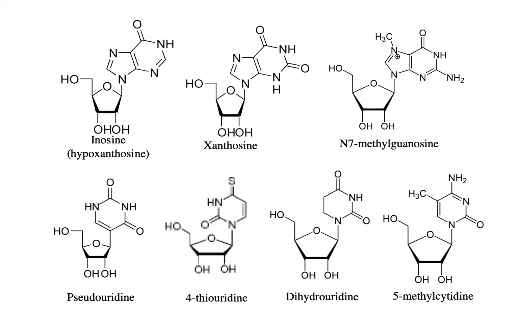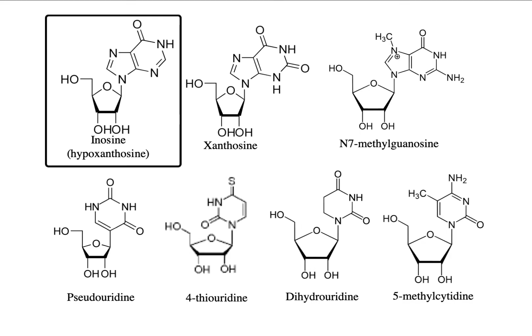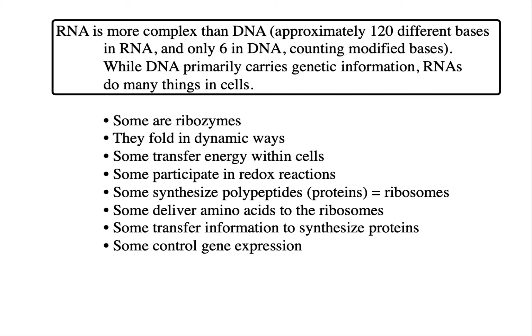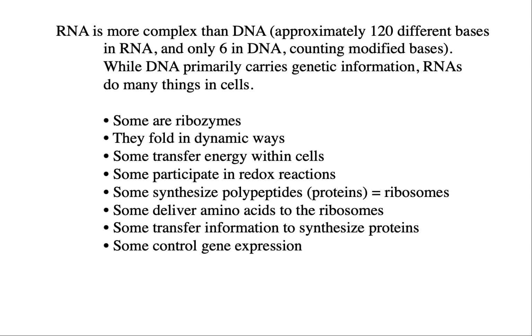And here are some other bases. Inosine is interesting because it will pair with any other base, A, G, C, or U. Xanthosine, 7-methyl-guanosine, which I already showed you, pseudouridine, 4-thiouridine, dihydrouridine, and 5-methylcytidine. Some of these are important, especially in tRNAs, ribosomal RNAs, and other types of RNAs as well. In total, more than 120 different bases have been found in RNA, whereas only 6 are present in DNA.